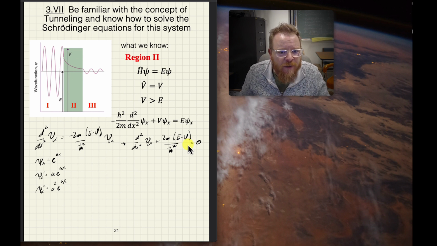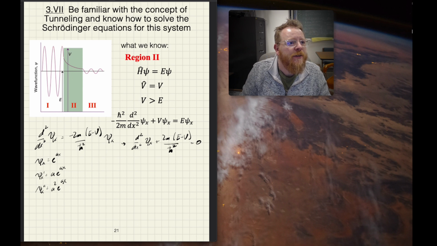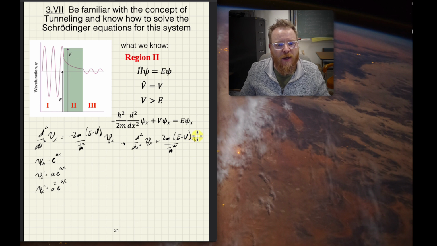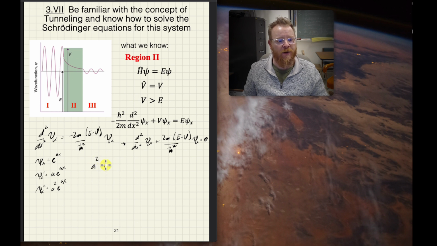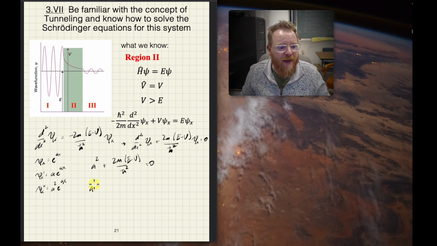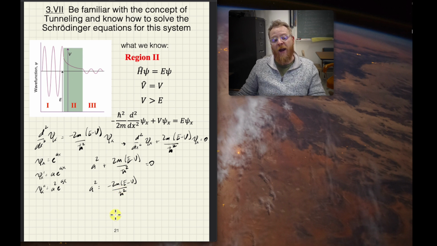Oops, and I believe I forgot to write a times psi of x there. Let's squeeze that little guy in. So times psi of x, and that all equals 0. Okay, apologies there. So plugging all of that in, we're going to end up with a squared plus 2m times the quantity E minus V all over h bar squared equals 0. And now continuing along here, I'm going to write that as a squared equals negative 2m times E minus V all over h bar squared.